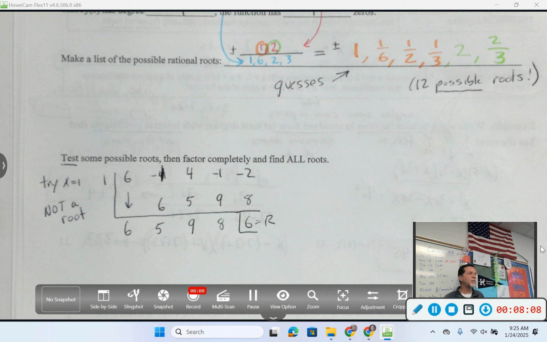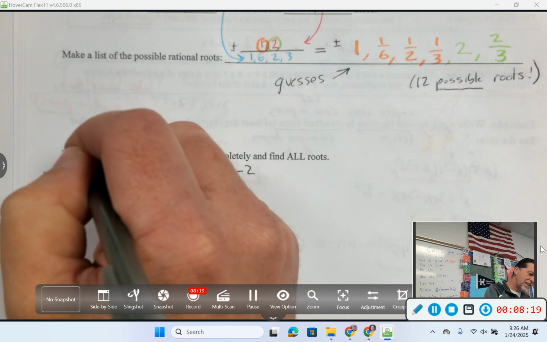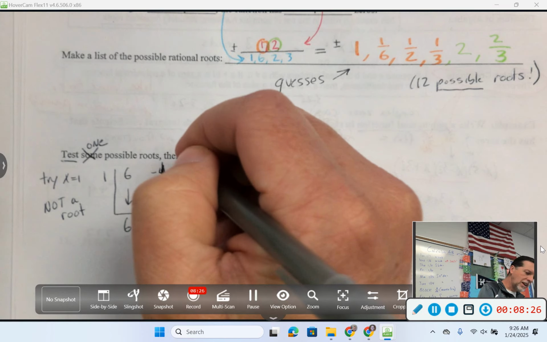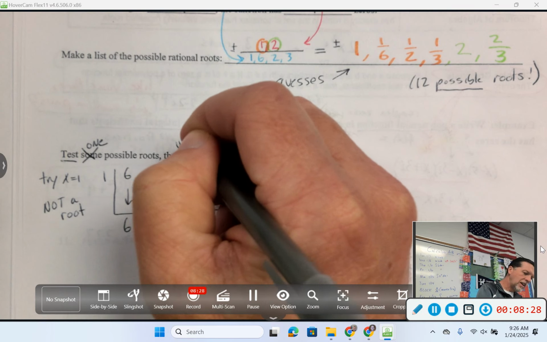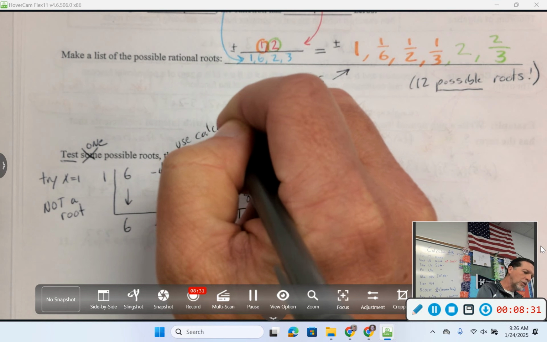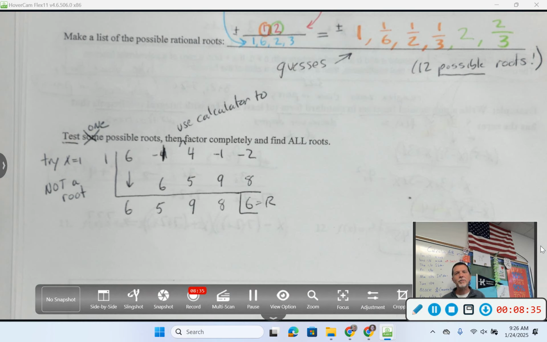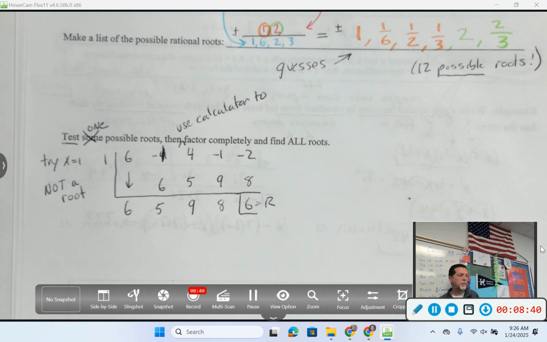Well, let's pause this thing, because how many more guesses are there? 11. Do you really want to do this 11 more times? So let's change this to test one possible root. Then we're going to insert some words here. Use the calculator to factor completely. So we're going to learn how to use the calculator to help us factor.